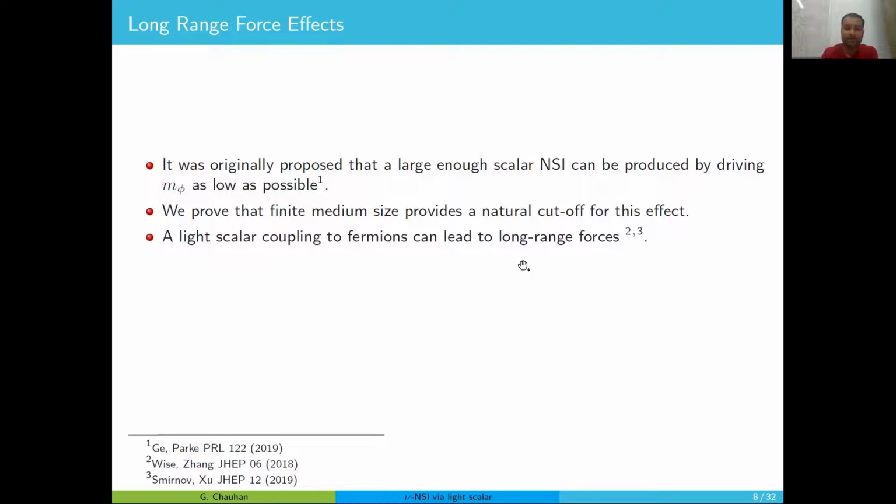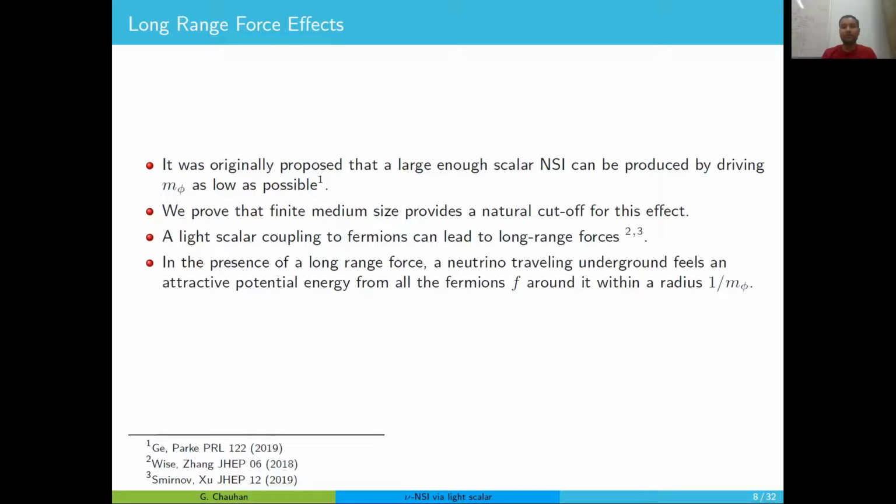So a light scalar, how does it provide some natural cutoffs? You can understand that a light scalar that couples with fermions leads to long-range forces. And in the presence of a long-range force, a neutrino traveling inside this medium will feel an attractive potential energy from all the fermions around it in a radius of 1 over m phi. It's just the Yukawa force. So once 1 over m phi goes beyond the dimensions of the medium it's propagating in, this effect gets a cutoff. So basically, then there is no contribution to the medium mass.